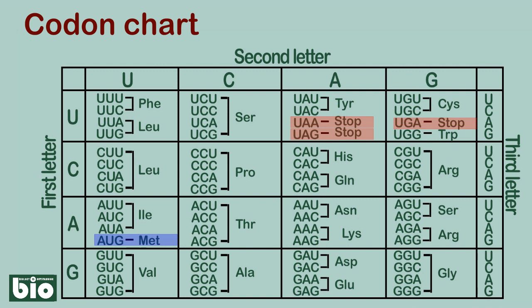There could be more than one type of triplet codon for a single amino acid, but there couldn't be more than one amino acid for a single codon. This is the end of protein synthesis.